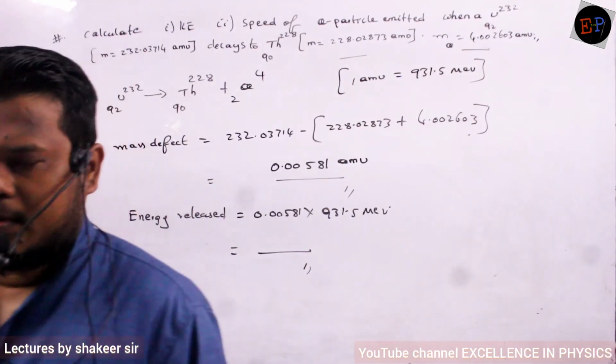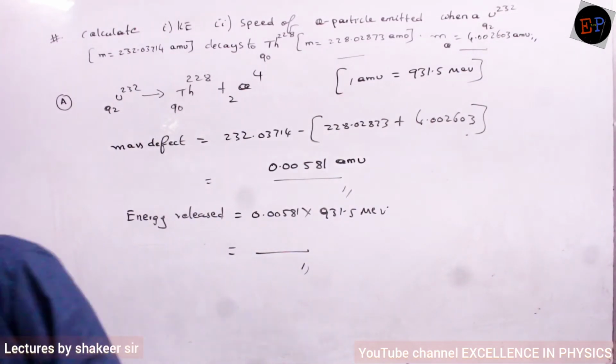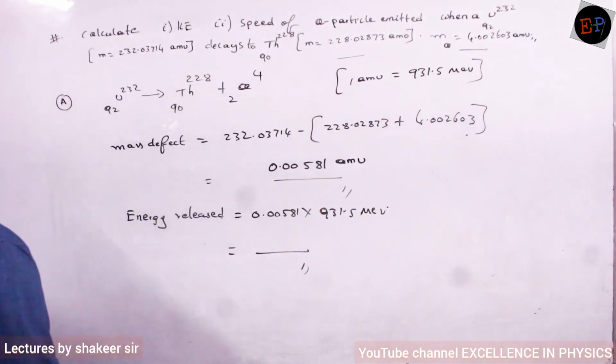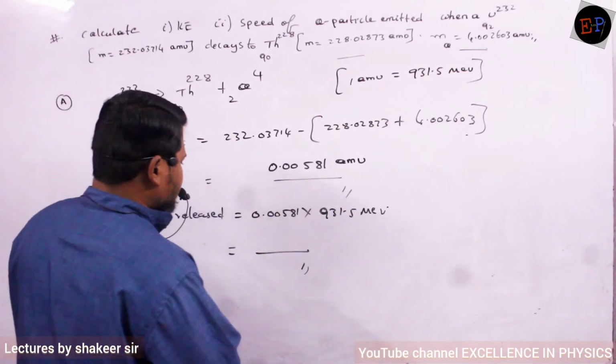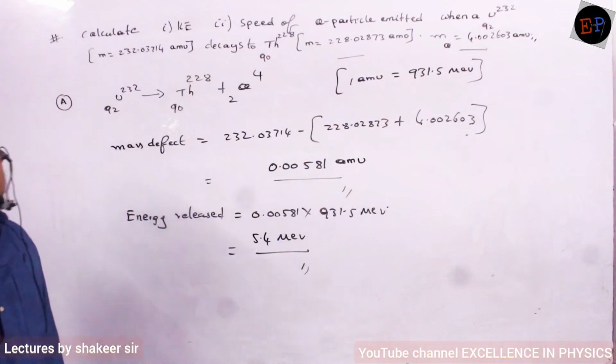Now see, this much amount of energy will be released. Let us see how much that energy is: 5.4 million electron volts. So this much amount of energy will be released.